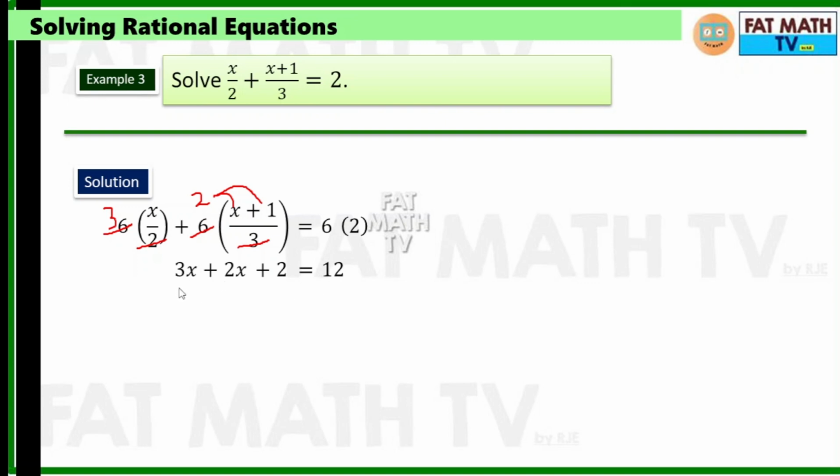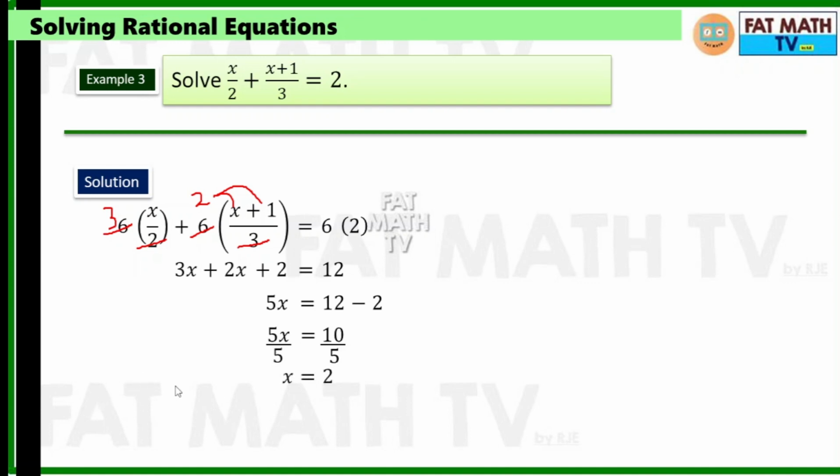And then solve the linear equation. 3x plus 2x is 5x. And then copy 12 on the right side, and then transfer 2 to the right. That will be negative 2. And then 12 minus 2 is 10. And then divide both sides by 5. So x is equal to 2.